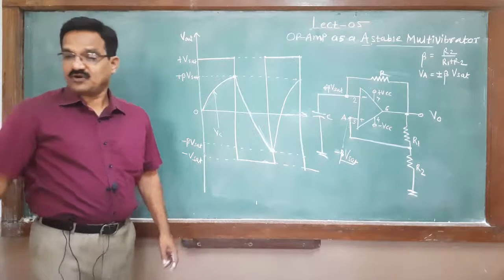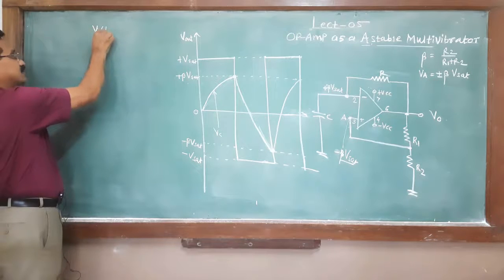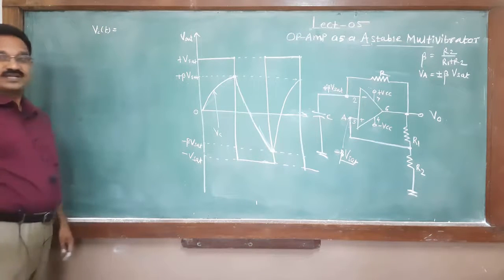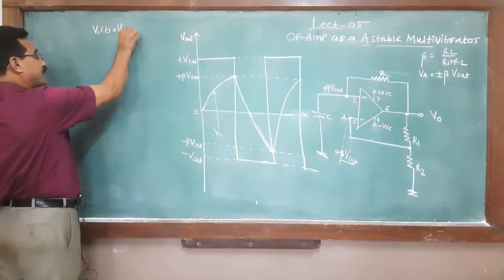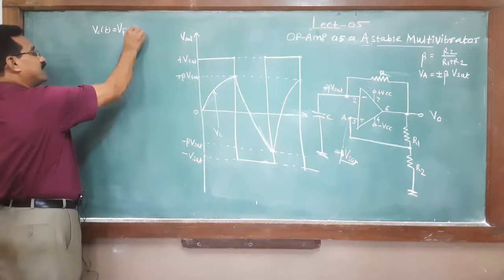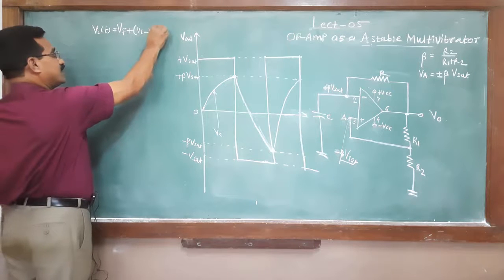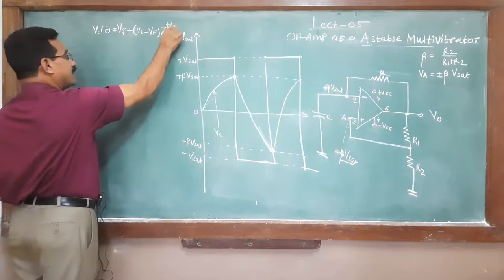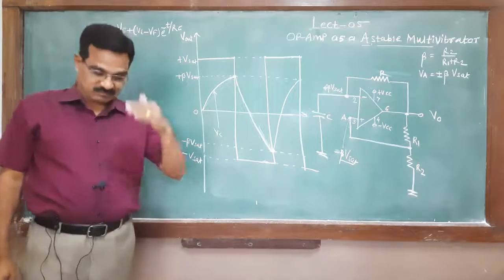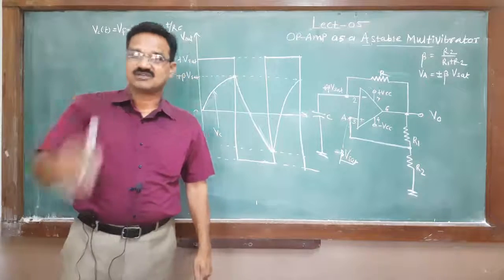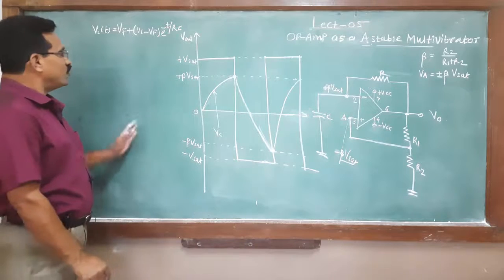We know the equation for the voltage across the capacitor, that is Vc is equal to Vf plus in bracket Vi minus Vf e raised to minus t by RC. This is a very important relation. This is the equation for the voltage across the capacitor that charges exponentially or discharges exponentially. How will you obtain this?